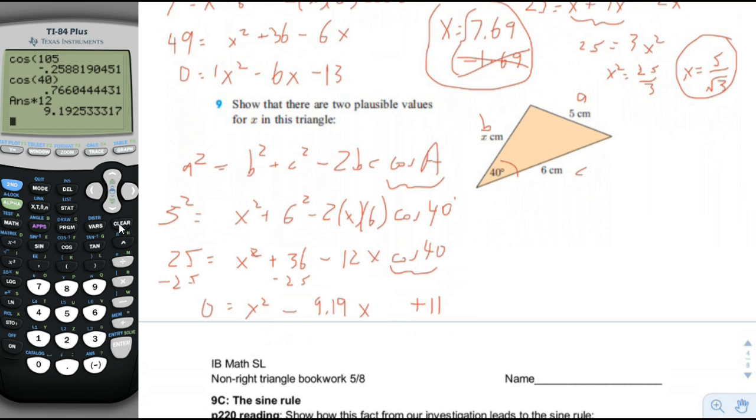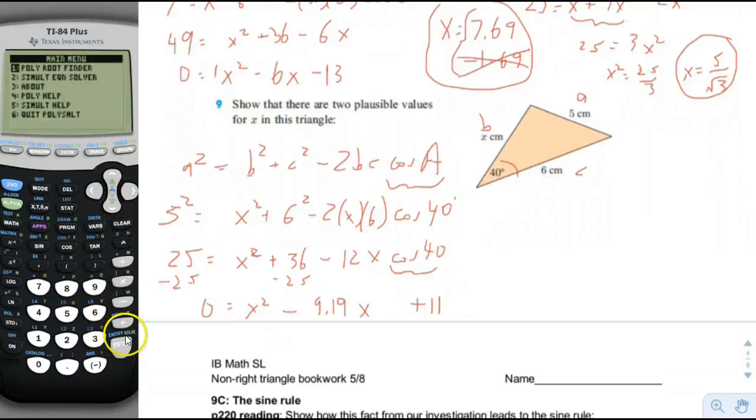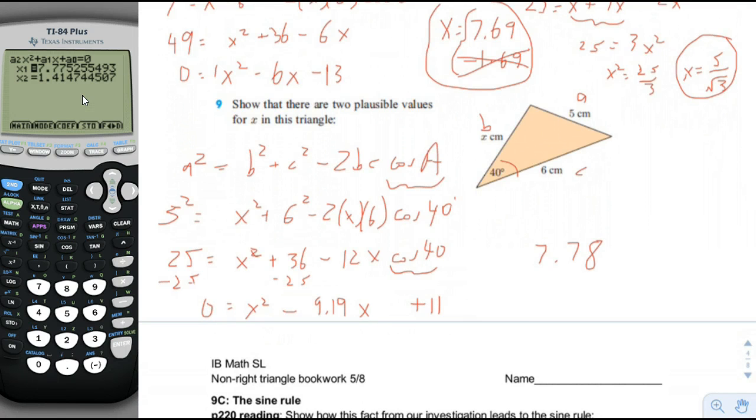Okay, and so we can put that into poly-SMLT to find the roots. So first we say polyroot finder, and then we say it's a second order equation, and then we say the first coefficient is 1, the second coefficient is negative 9.19, and the third one is 11. Solve. And so there's two roots, 7.78 maybe, right? And 1.41. And both of these are positive numbers, so both of these are possible values for x that work, okay?